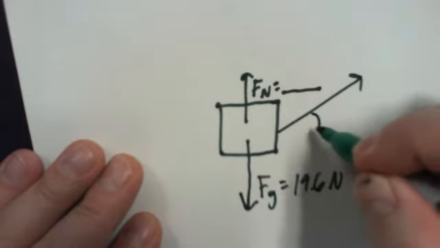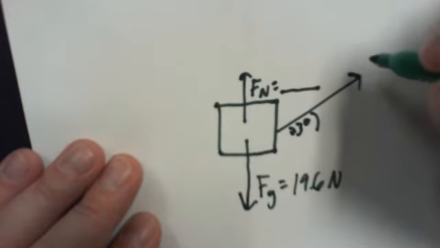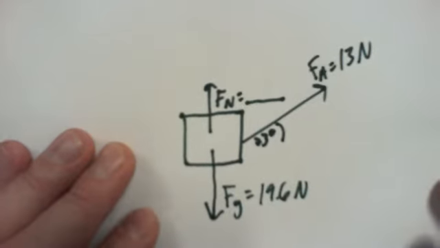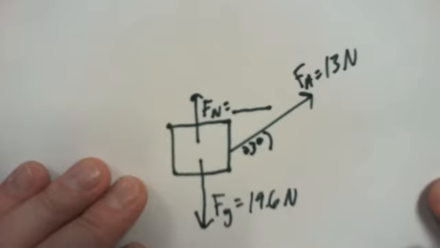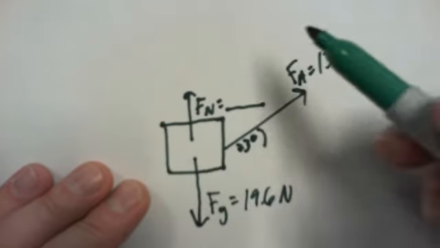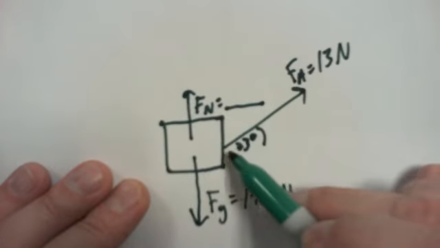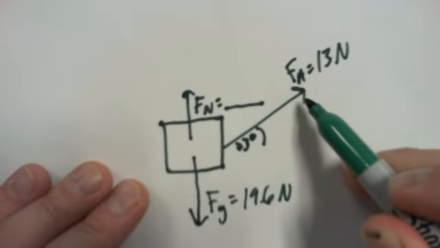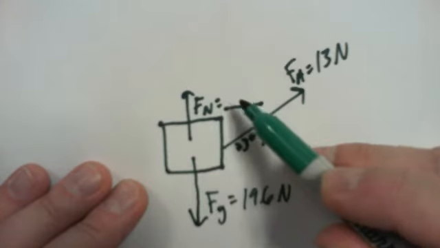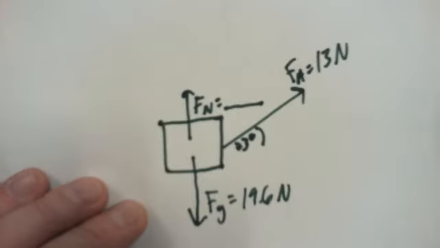And we have an applied force that's pulling at 23 degrees above the horizontal. That applied force is 13 newtons. So that's the information they gave you on number 3 on page 7. Now, the objective is to figure out all the other blanks that they have there. Figure out what Fx is, what Fy is, what the normal force is, the acceleration, as well as the net force.